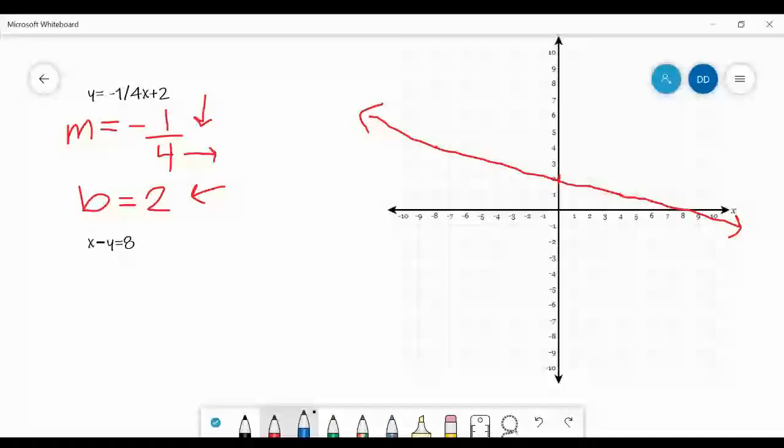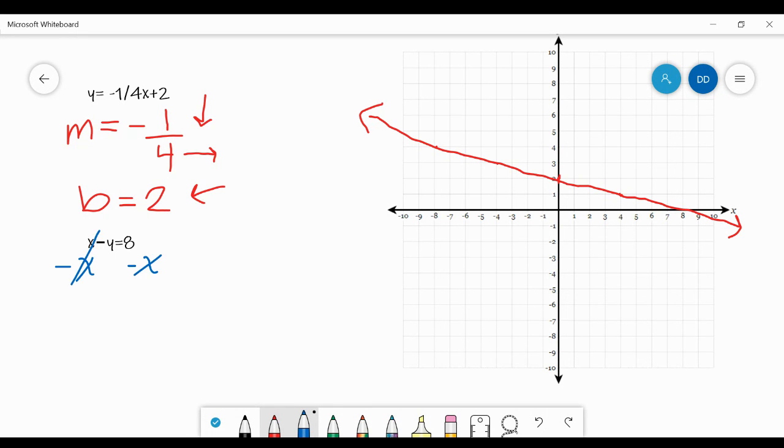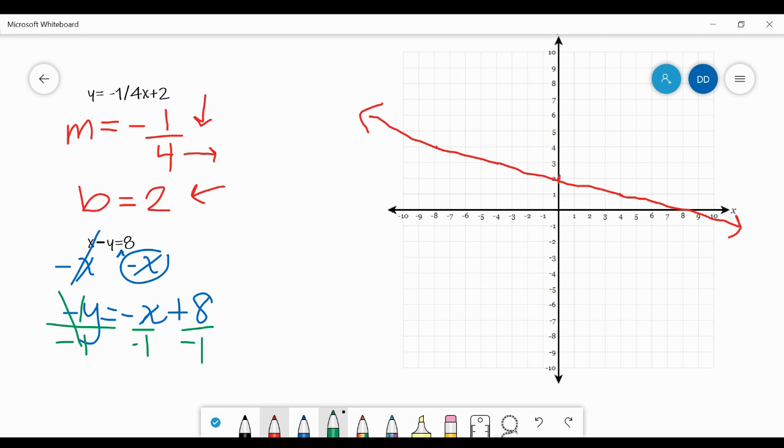Okay, so for the second equation, the y is not by itself. It's super similar to the first one. So we're going to subtract x on both sides first. Cancel it out. We get -y equals same thing. These are not like terms. Don't combine them. So you get -x plus 8. We want to divide everything by that -1 in front. These are going to cancel.